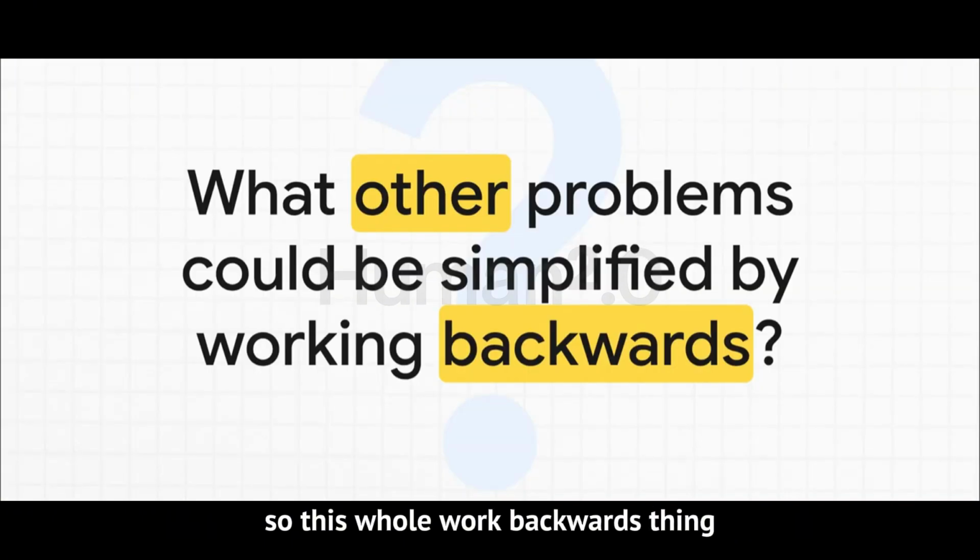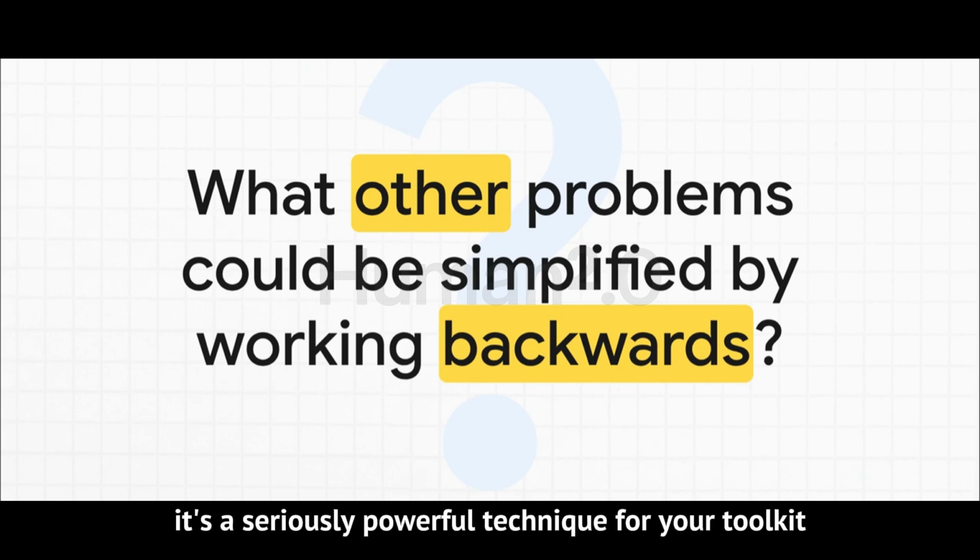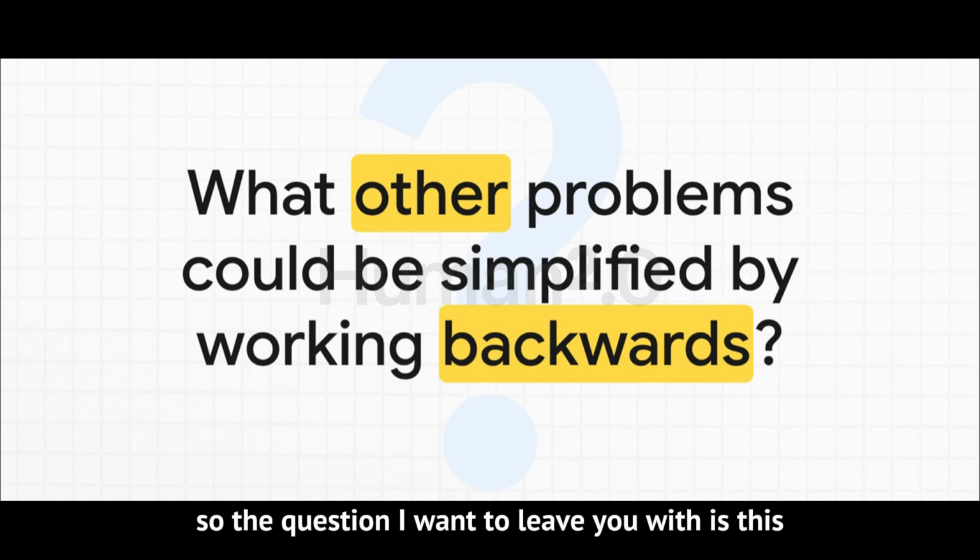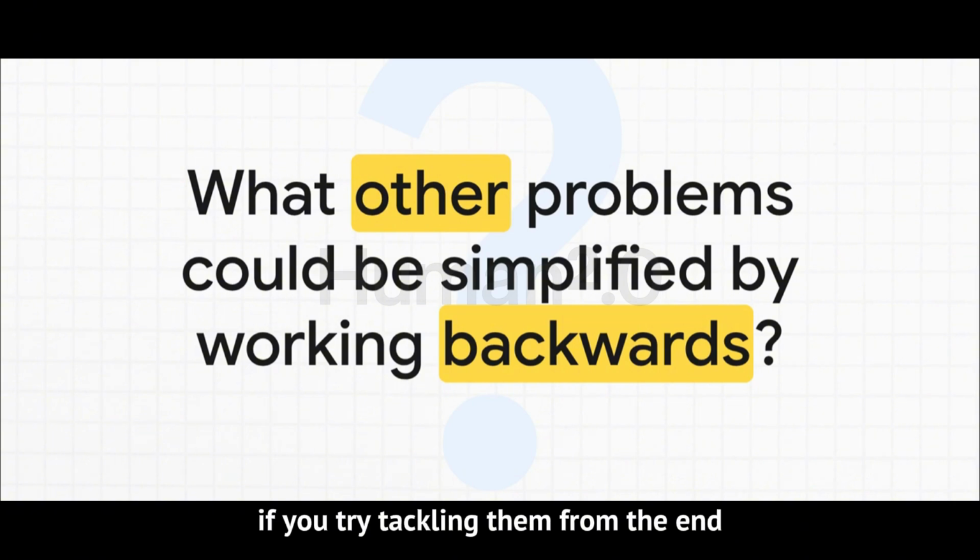So this whole work backwards thing, it's not just a one-trick pony. It's a seriously powerful technique for your toolkit. So the question I want to leave you with is this. What other array problems have you seen? Problems that seem really complicated or messy when you try to solve them from left to right, that might just become simple if you try tackling them from the end.